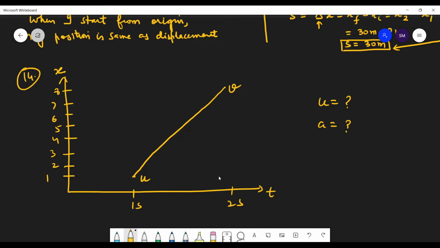What about the others? See, this graph. This graph is not drawn that properly actually.